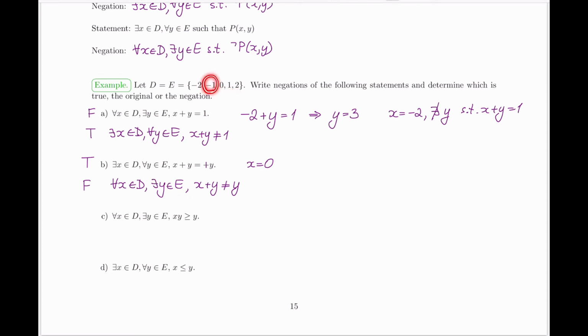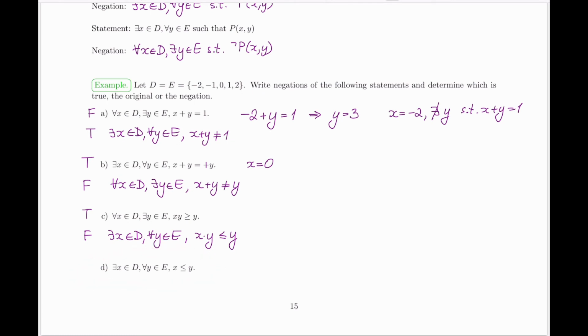If x is -1, I can choose y to be -1. Remember that nothing says that they have to be distinct. And then -1 times -1 is going to be 1, which is going to be greater or equal than -1, which is y. And so on and so forth. So I believe that this statement is actually going to be true, which means that its negation is going to be false. So there exists an x in D such that for all y in E, x times y is less than or equal than y.